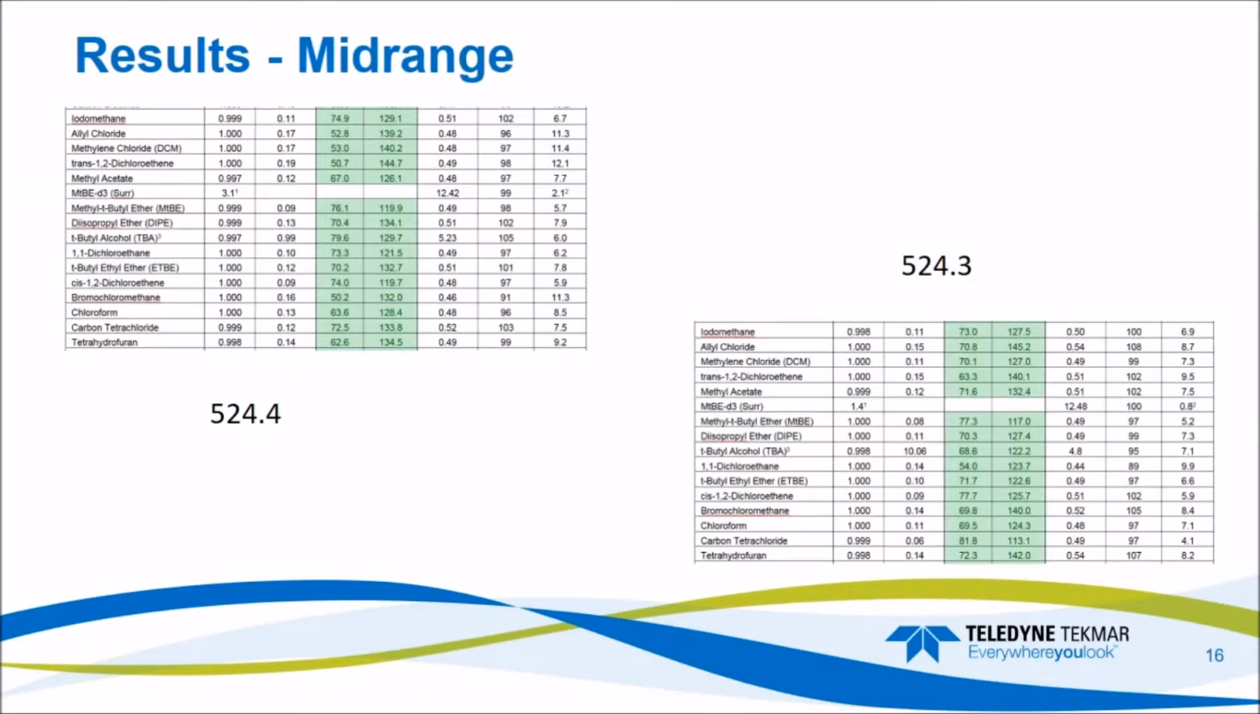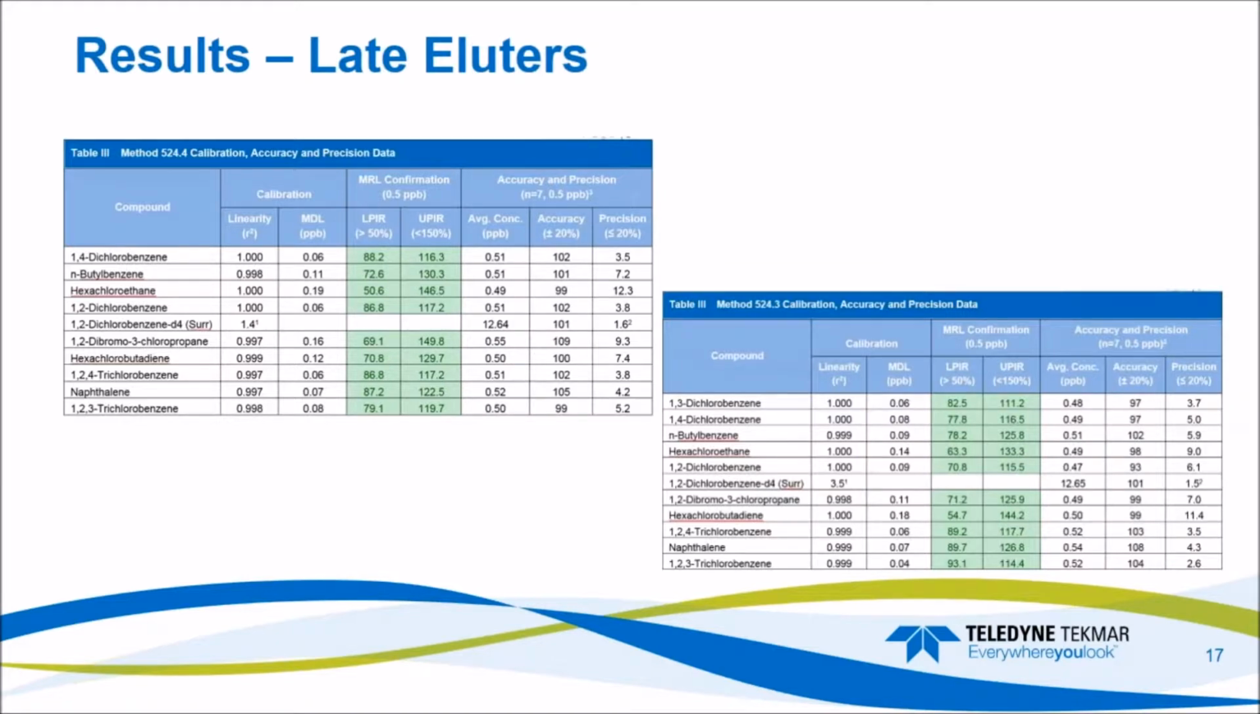And as we move on to the mid-range compounds, again, we see very linear, great MDLs. The MRL confirmation passes all method parameters, and our recovery continues to look great. And here we have the results for the late eluters, or the heavy compounds at the end. Again, very linear and passed all method parameters for the MDL and our MRL confirmation with great recovery.